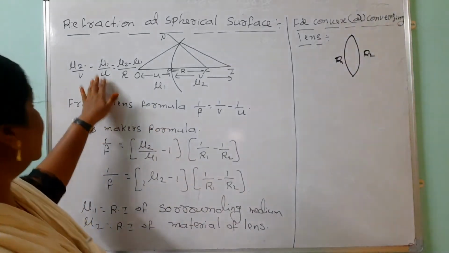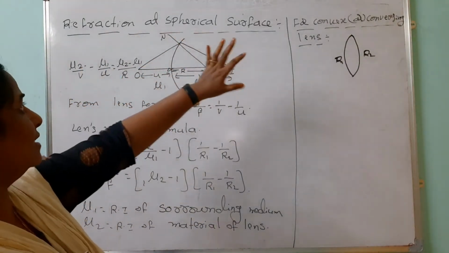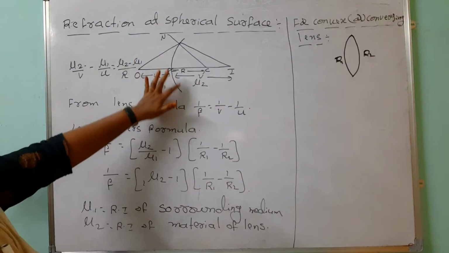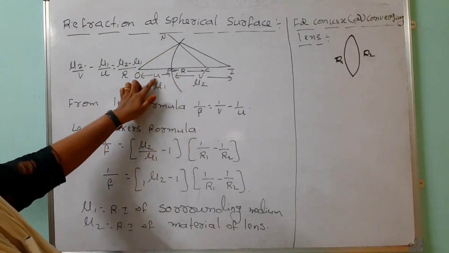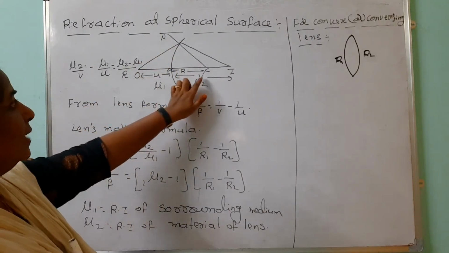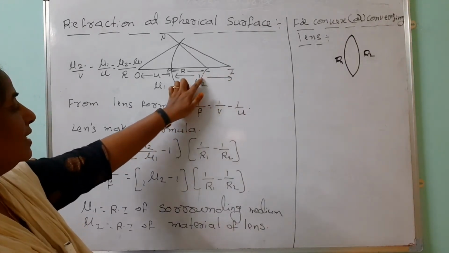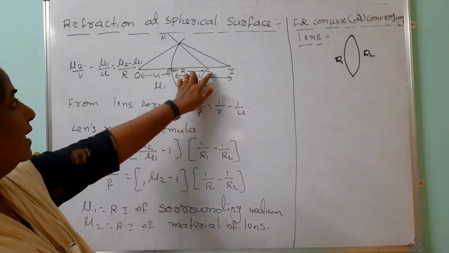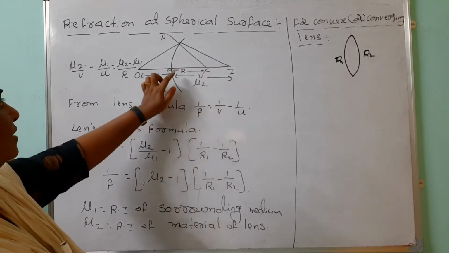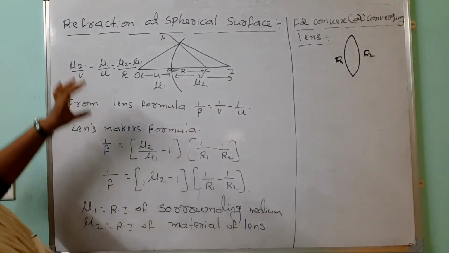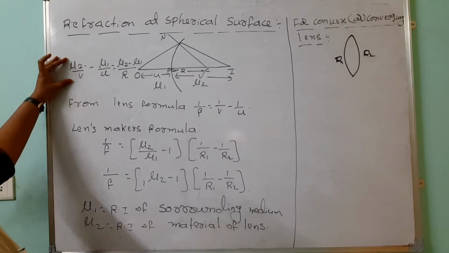Then here, refraction at a spherical surface. This is the refraction, this is the spherical surface, this is the object distance u, and this is the image distance, represented by v. Radius of curvature is how much? From the optic center it is r. So based on this we are making one formula here.